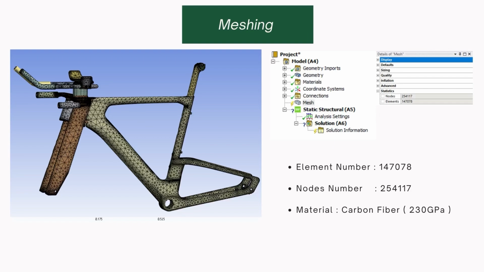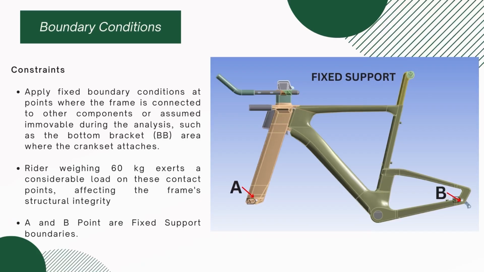This is our mesh. The number of elements is 147078. The number of nodes is 254117. The material that we use is carbon fiber, which is 230 GPa. Next is the boundary condition.